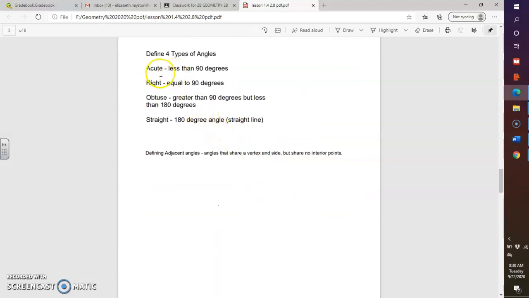We have four types of angles: acute, which is less than 90, right, which is equal to 90, obtuse, which is greater than 90 but less than 180, and straight, which is 180 degrees. And adjacent angles are angles that are next to each other. They share a side and a vertex, but no interior points.